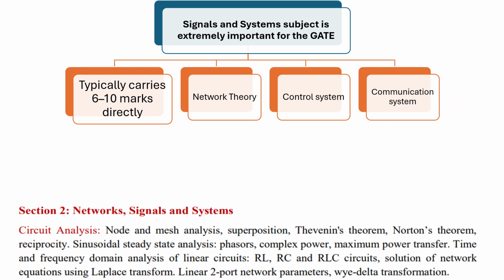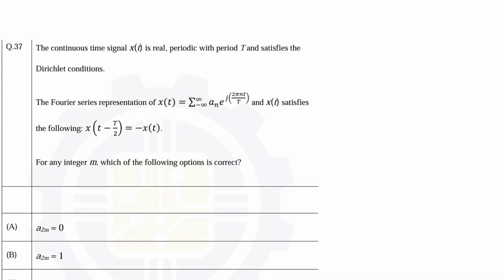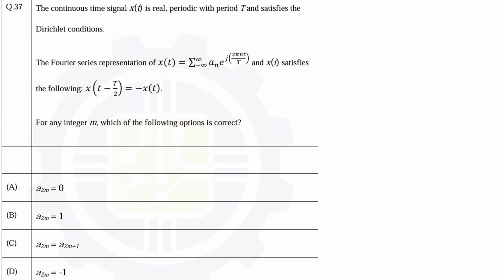And here is the syllabus for your course Networks and Signals and Systems, and if we see here, the parts of Signals and Systems are here, and in this, Fourier series is here, right? So we are going to take the question from this continuous time signals, that is Fourier series. So let's take the question now. Here is question number 37.